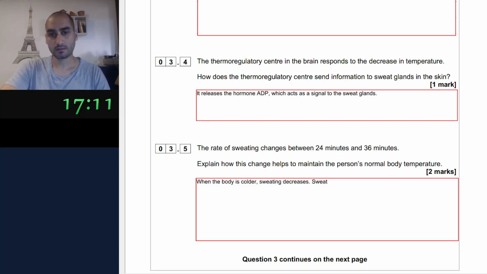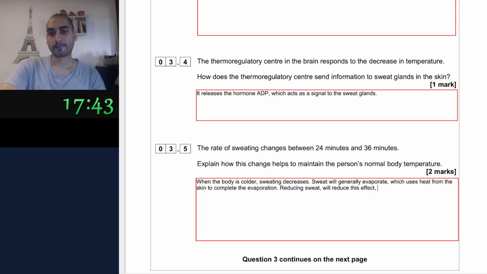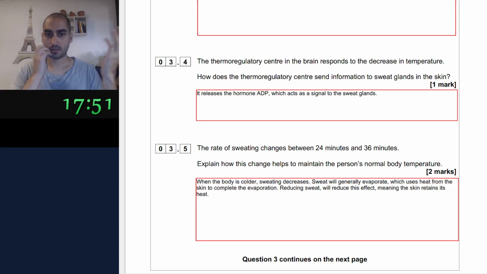Sweat will generally evaporate, which uses heat from the skin to complete the evaporation. Reducing sweat will reduce this effect, meaning the skin retains its heat, right?